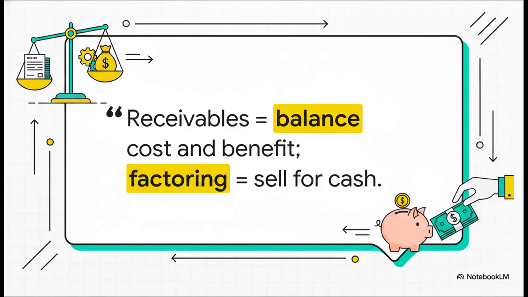Let's crystallize this section really quick. Receivables equals balance cost and benefit. Factoring equals sell receivables for immediate cash. At the end of the day, it's all about ensuring that the sales you're winning don't end up bankrupting you while you're just sitting around waiting to get paid.